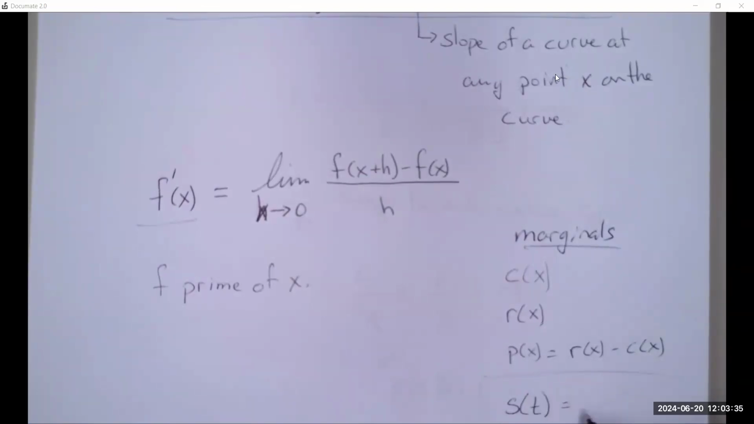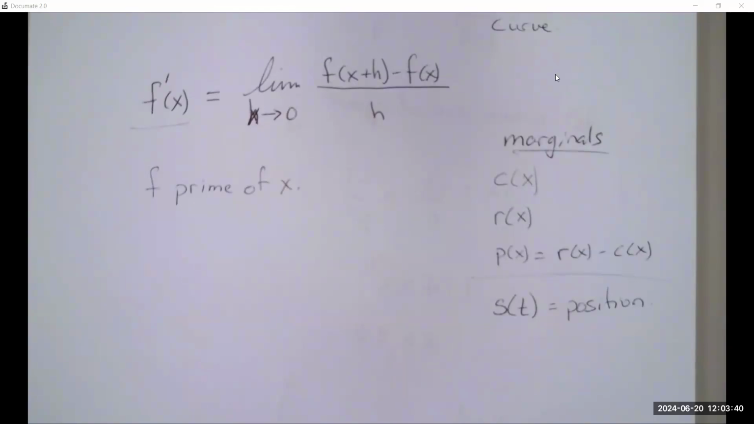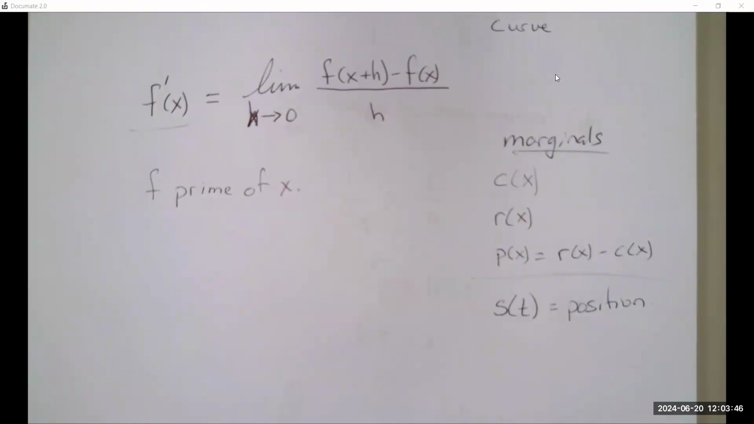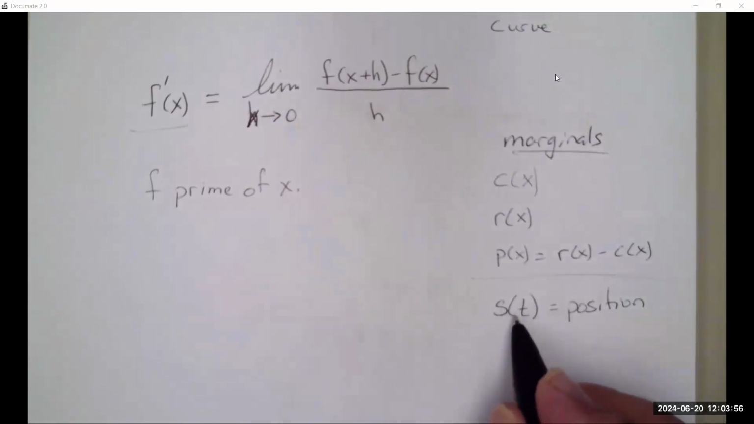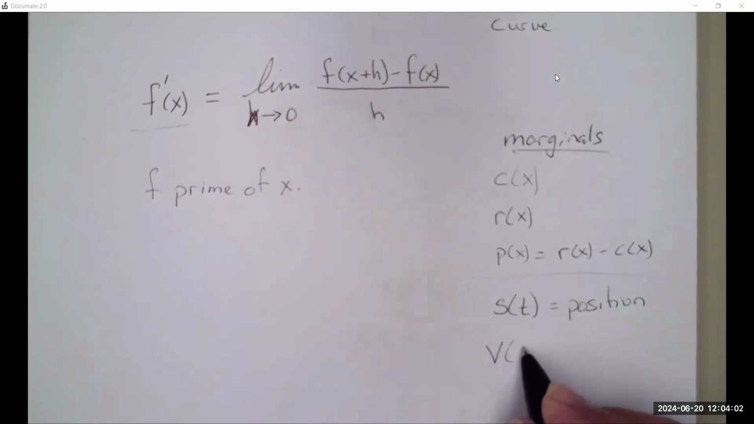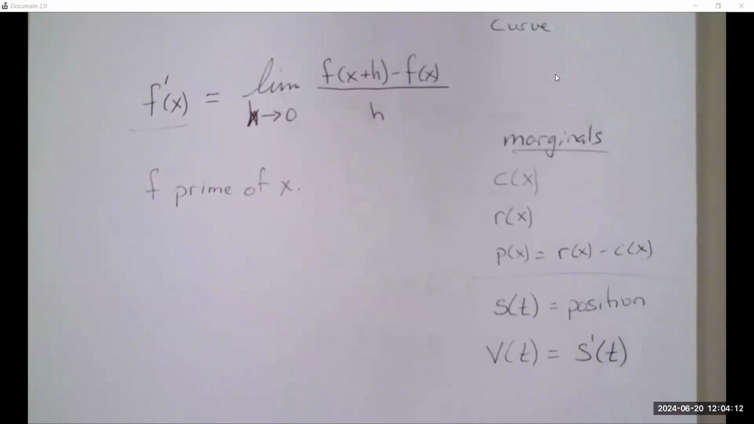As things move, the position of an object as it moves through space is represented by s of t. What happens when that thing picks up speed? This is the position at any place. The change of position is called the velocity of an object. Well, the velocity is the rate of change of the position, so it's the first derivative of that object.